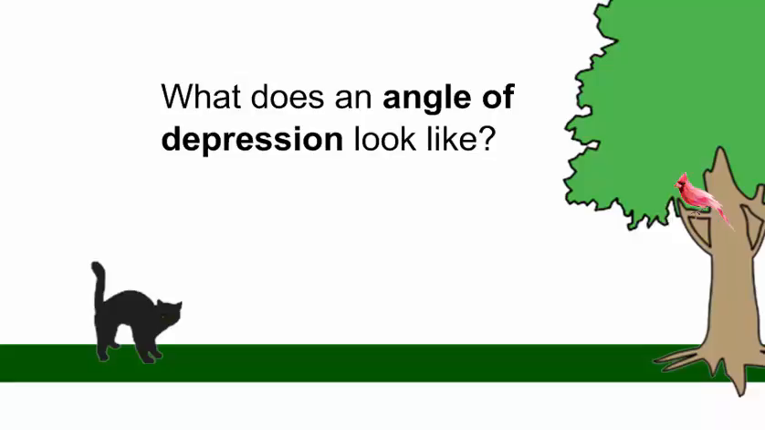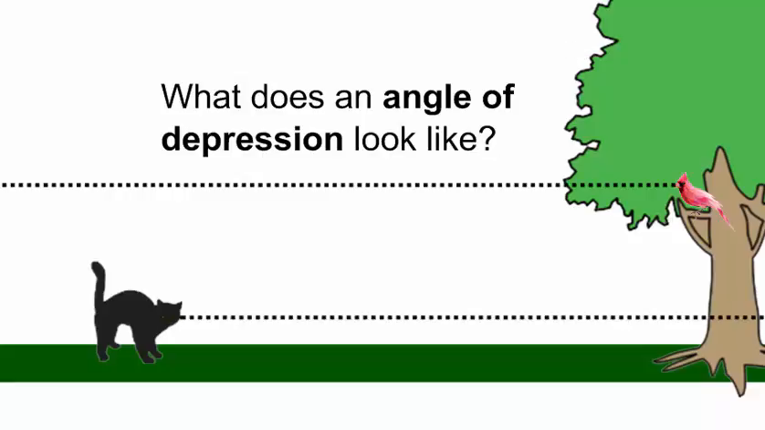So if you can go ahead and sketch this picture in your notes, we're going to go ahead and add an angle of elevation and an angle of depression. So you can start by adding in the horizontal lines of sight, both for the bird in the tree and for this cat down below.